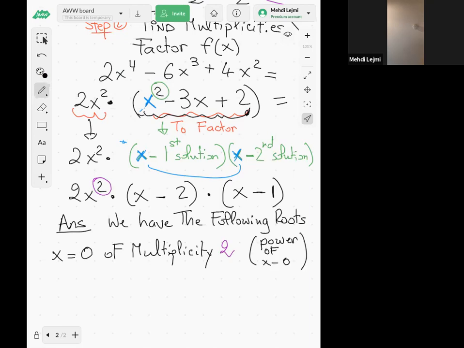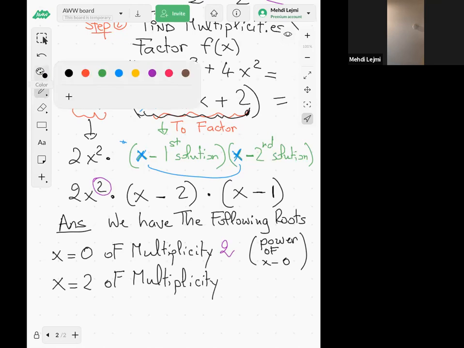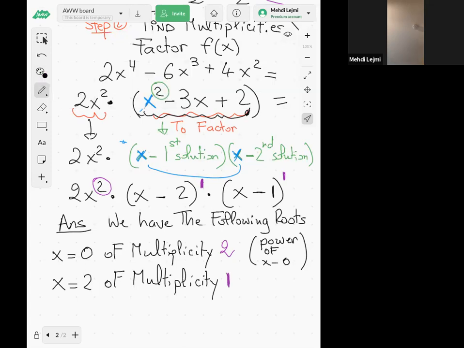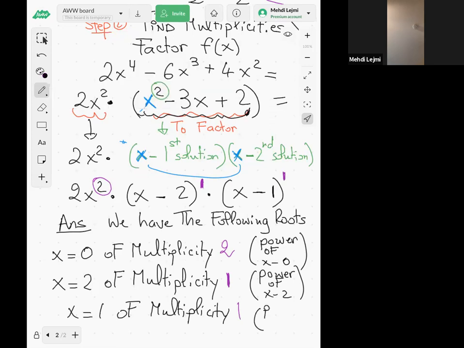Now, the next root is 2, and what's the power of x minus 2? That's multiplicity 1, because you see here its power is 1. So it's of multiplicity 1 because that's the power of x minus 2. And finally, the last root is 1, and it's also of multiplicity 1, because the power of x minus 1 is 1.